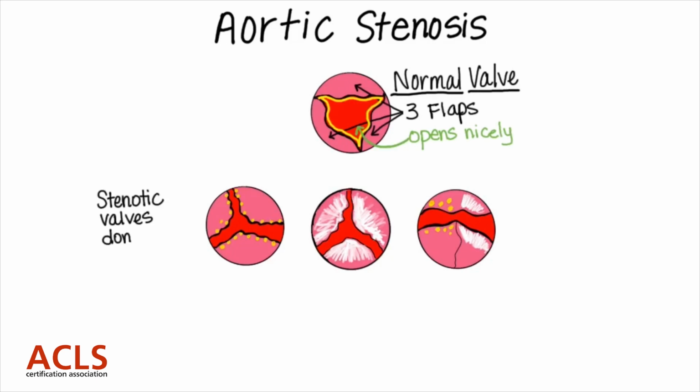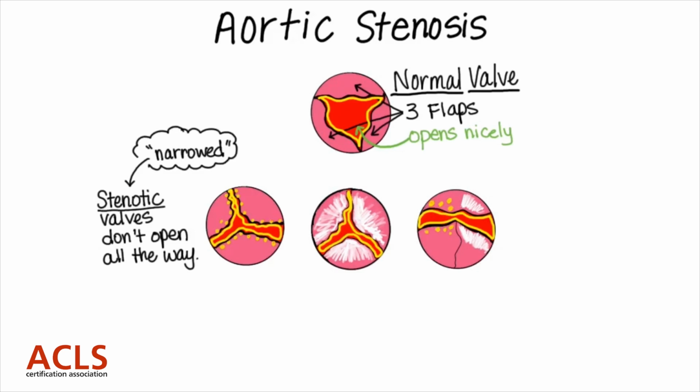Stenotic valves don't open all the way. In fact, the word stenotic means narrowed. The most common cause of aortic stenosis in industrialized countries is calcification of the valve. Calcium from the bloodstream deposits upon the leaflets of the valve, causing it to gradually stiffen and narrow the opening. Hypertension and smoking are risk factors for this condition, which is similar to the risk factors for coronary artery disease. Diagnosis is usually in those over 65 years of age.